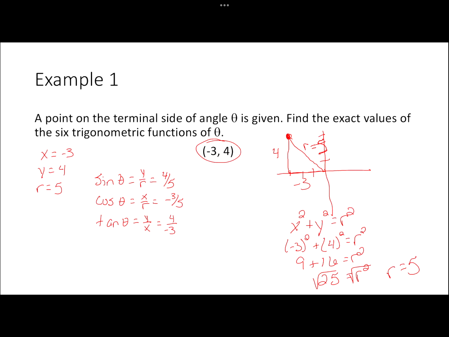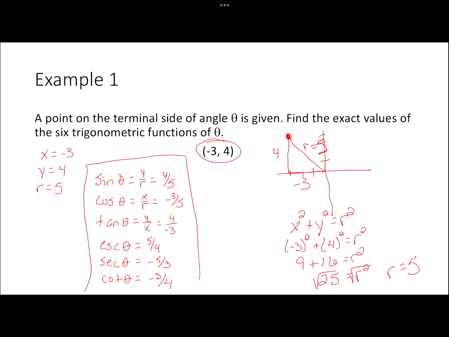And then remember, everything are reciprocals. So if I want cosecant theta, I just have to do the reciprocal of my sine, so it's 5/4. Secant theta, reciprocal of cosine, so -5/3. And cotangent theta, reciprocal of tangent, so -3/4. So we found our trig functions. So that's if you're given a point. It could be in any one of the quadrants. You just have to decide what you'll be given, x and y, and you have to find r.